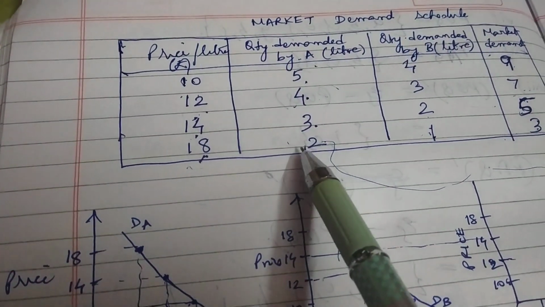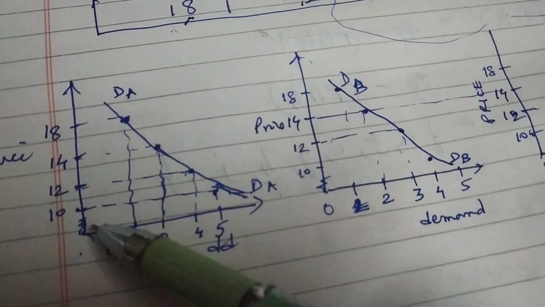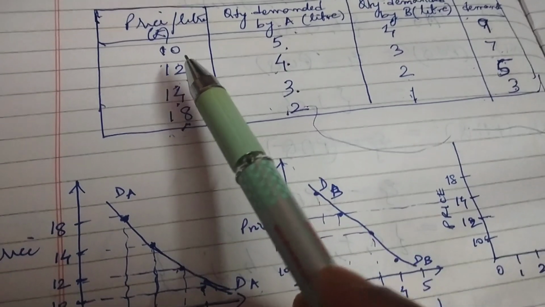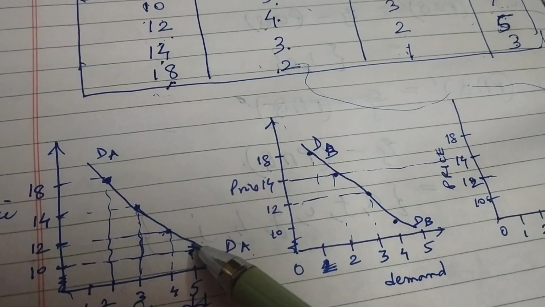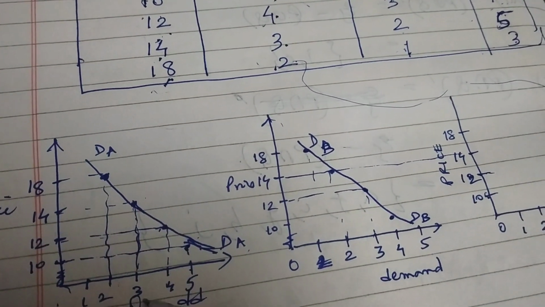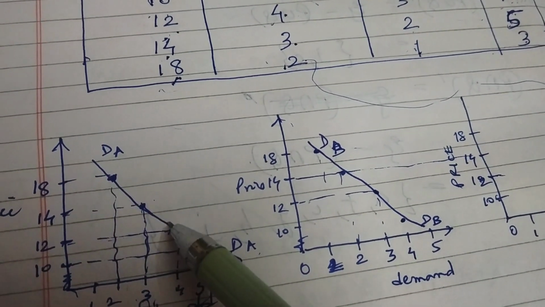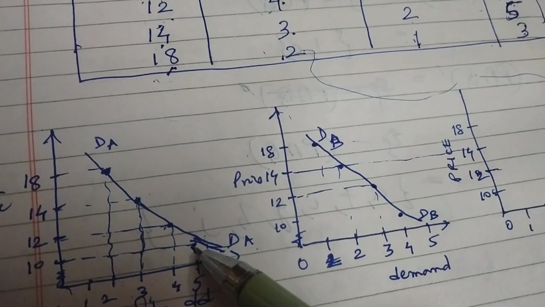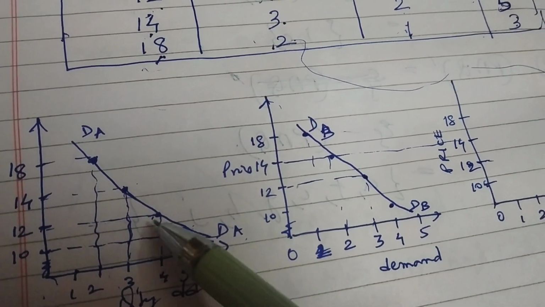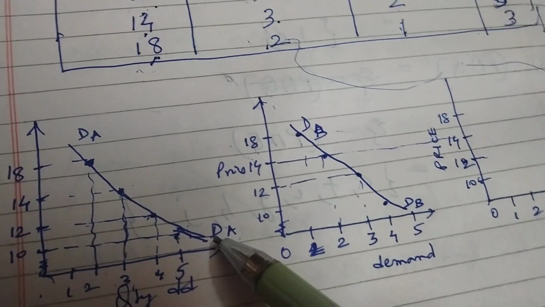First I have taken individual A, so the first two columns. At prices 10, 12, 14, 18, I have plotted the corresponding demand: at 10, 5. I hope you remember all this, how to plot. At 12, 4. At 14, 3 units, 3 liters. And at 18, 2 liters. If I join all these points, the locus of all these points will give me a downward sloping curve called the demand curve of individual A.